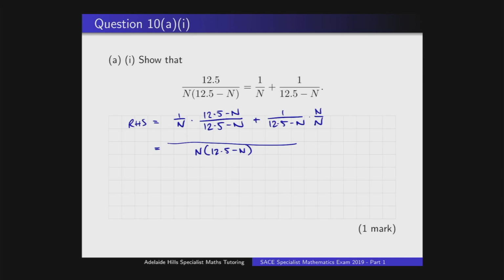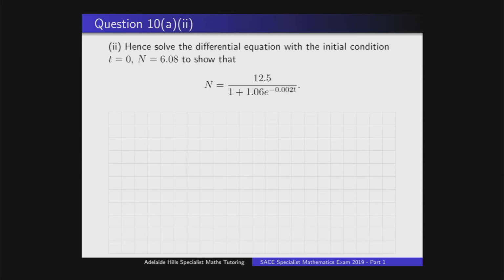So we'll put it on the single fraction here, and in the first case we're going to get 12.5 minus n, and in the second case we're just going to get n, and you can see the minus n and the plus n cancel, and so we're left with 12.5 divided by n, 12.5 minus n. Okay, that's all we needed to show. That was the 1 mark. That's equal to the left hand side, and so that's job's done.